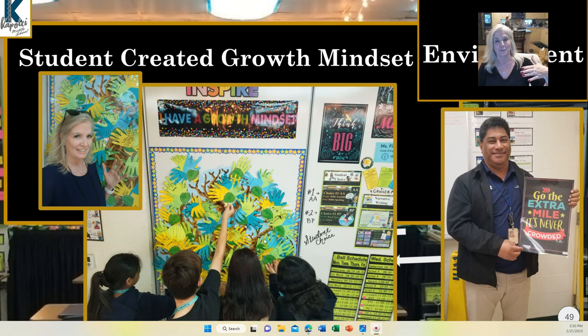I'm 5'6" when I wear my high heels, which is every day. So this tree is even taller than that. And all of my beautiful students' hands are adorned on that tree.